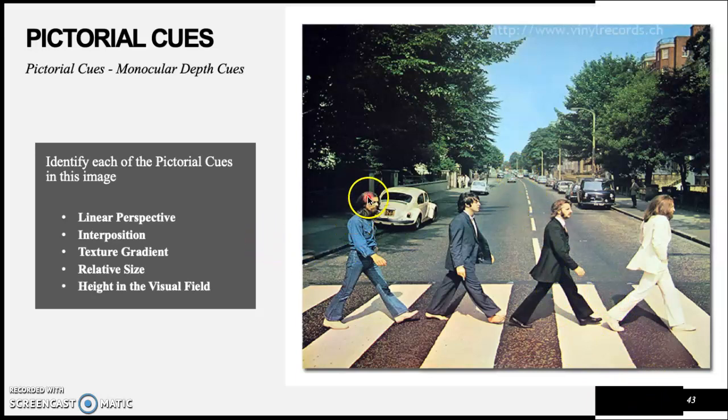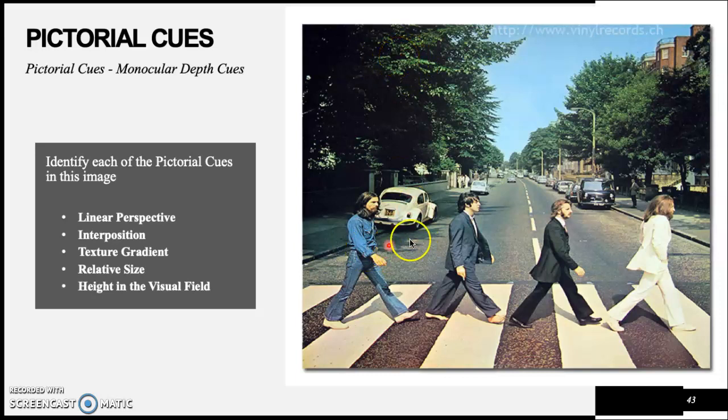Interposition, so the beetle here is in front of the beetle here. The lamppost is in front of the tree. And so those that are in front look closer. Texture gradient. We're getting a lot of texture of the road here. Very little detail back here. Same with our trees. Very little detail here. You can almost see individual leaves up here.